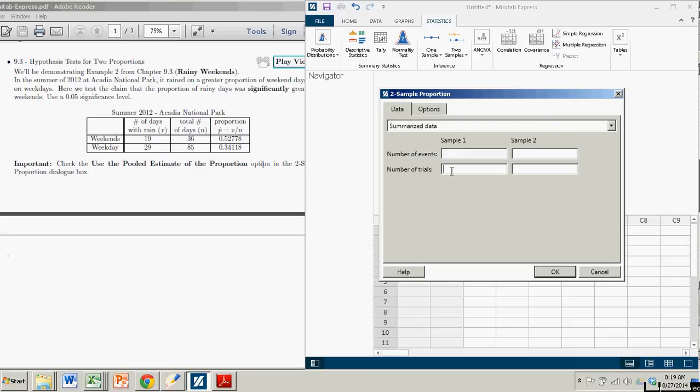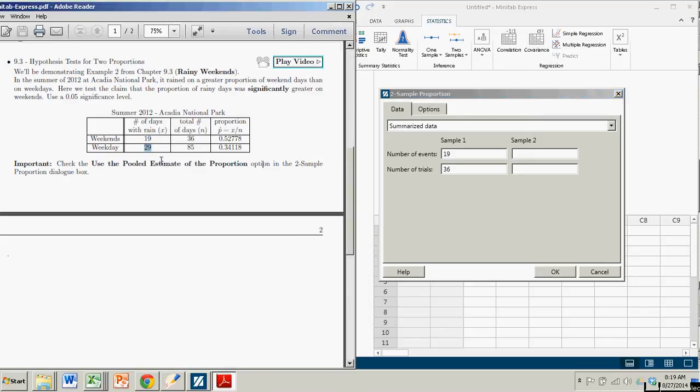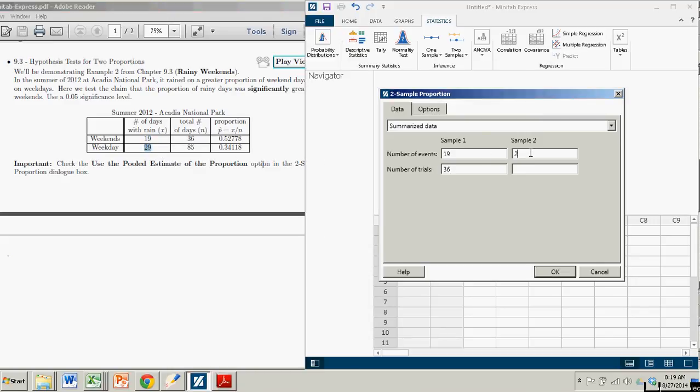We have number of events, number of trials for each sample. And when they say number of events, they're really talking about number of successes. In this case, a rainy day is success. So the number of events for sample 1 is 19. So we had 19 rainy weekend days out of 36 weekend days. And then our sample 2 will be weekdays. And for weekdays, we have 29 successes, or 29 rainy weekdays, out of a total of 85 total weekday days.